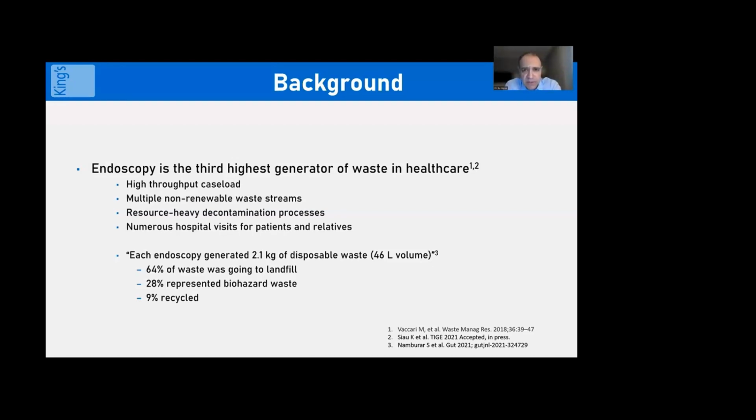The vast majority of this goes to landfill, so could potentially be recycled if treated properly. The remaining 28 and 9% represent biohazard waste and recycled waste that's already sent for processing.